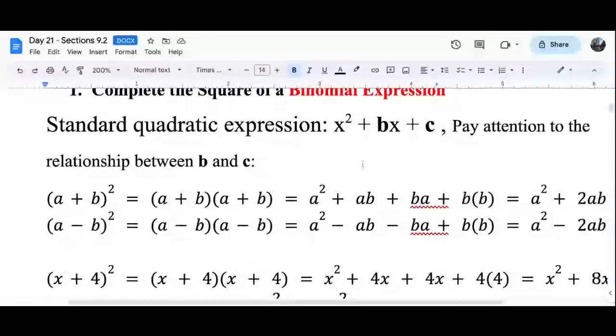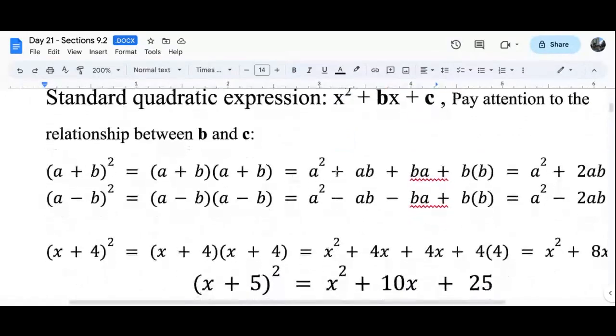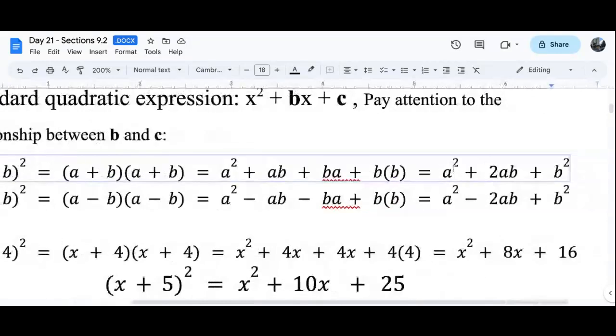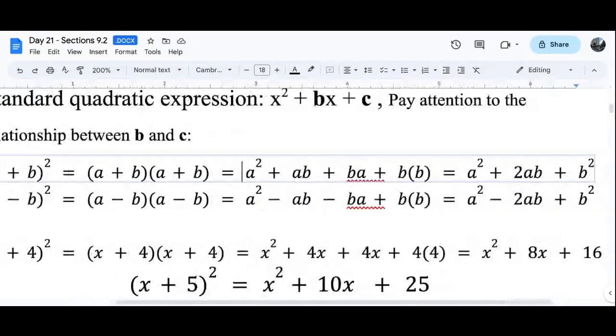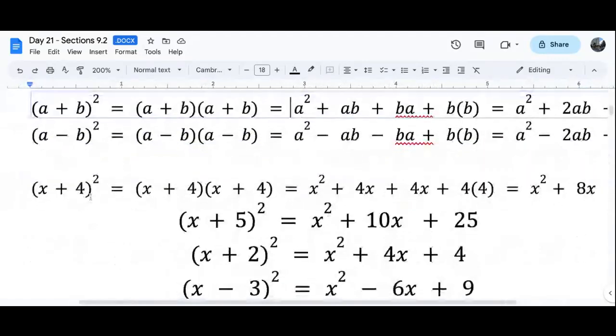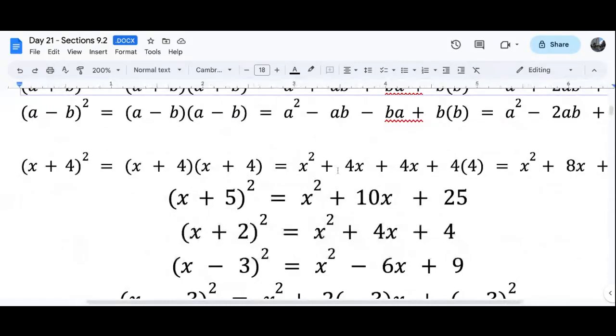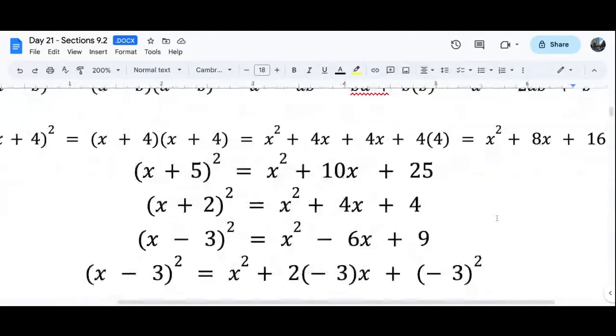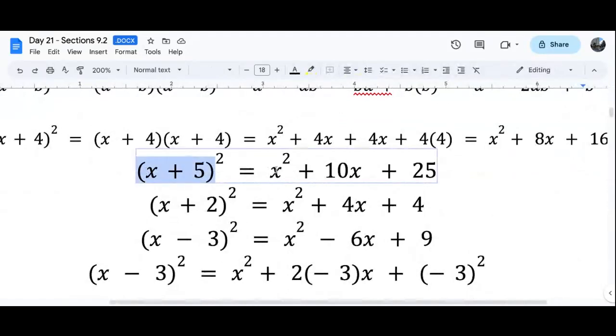Let's see the case when a equals 1. So we just have x squared plus bx plus c. Remember, we have perfect squares, right? A plus b squared is a squared plus 2ab plus b squared. A minus b squared is a squared minus 2ab plus b squared. X plus 4 squared is x plus 4 times itself. It's x squared plus 8x plus 16. X plus 5 squared, that's x squared plus 10x plus 25.